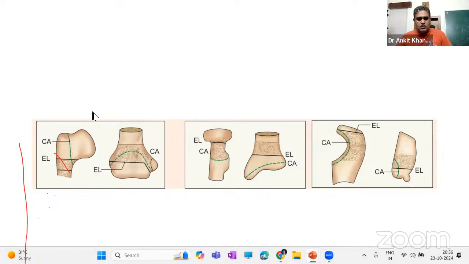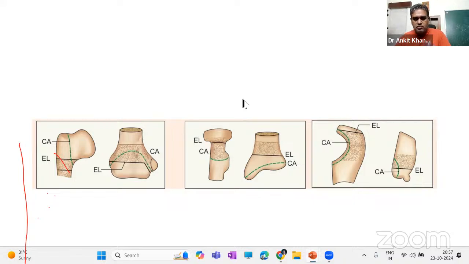Right. So as we can see over here, there are two or three images. On the left hand side, we are seeing the humerus. In the middle, we are seeing the radius, and on the right, we are seeing the ulna.